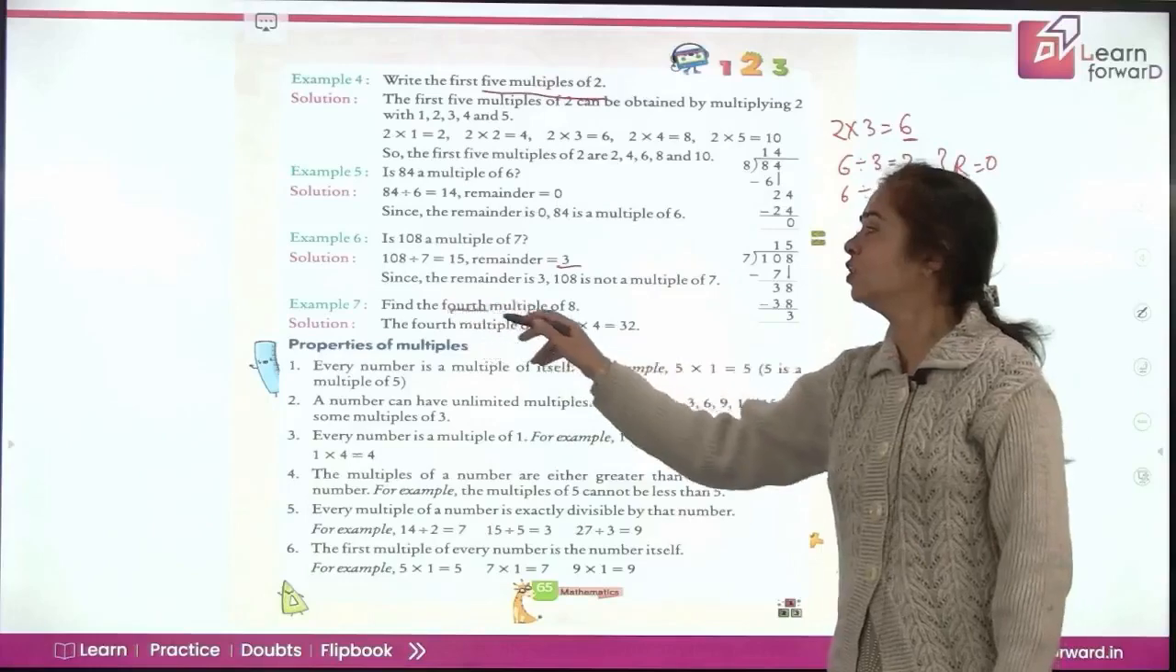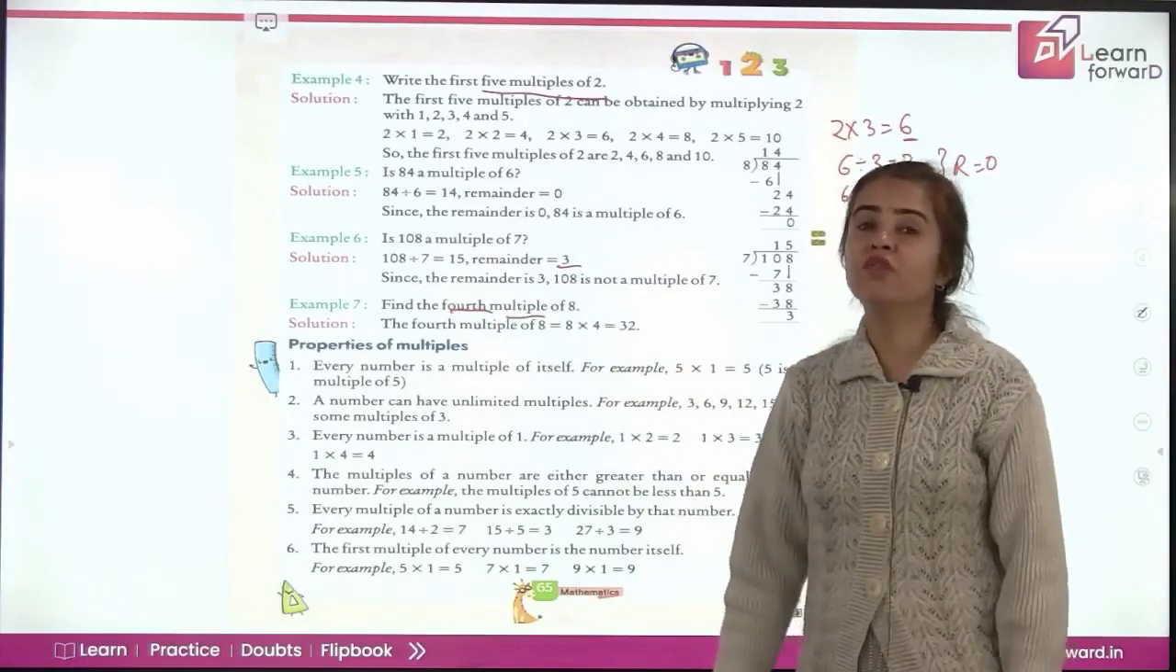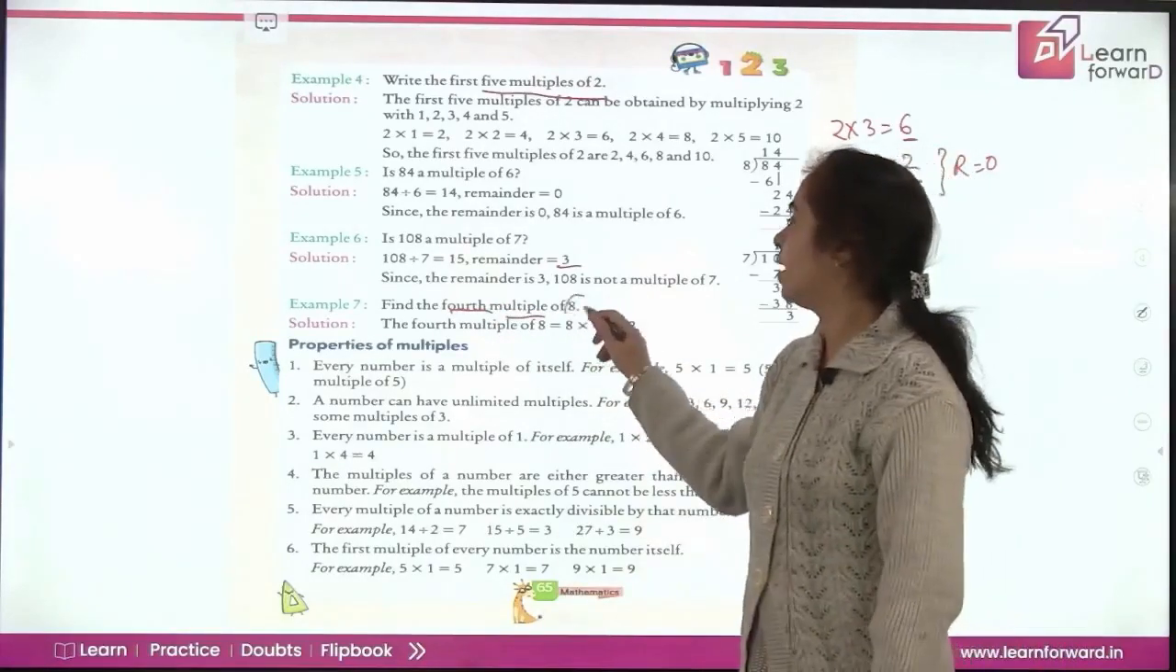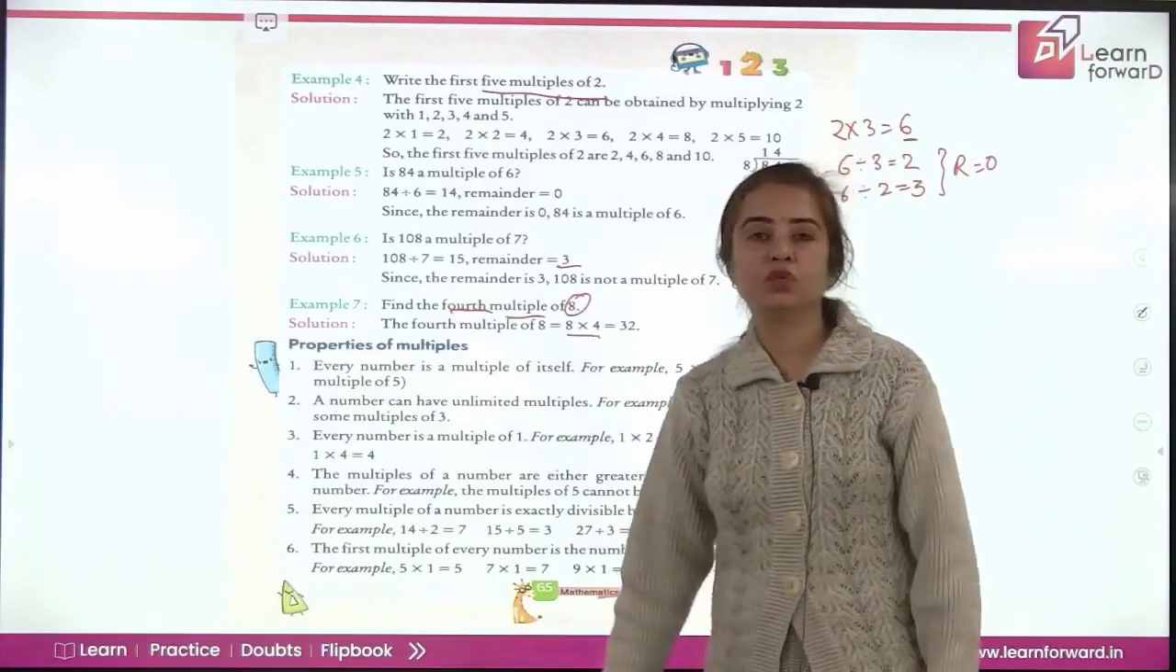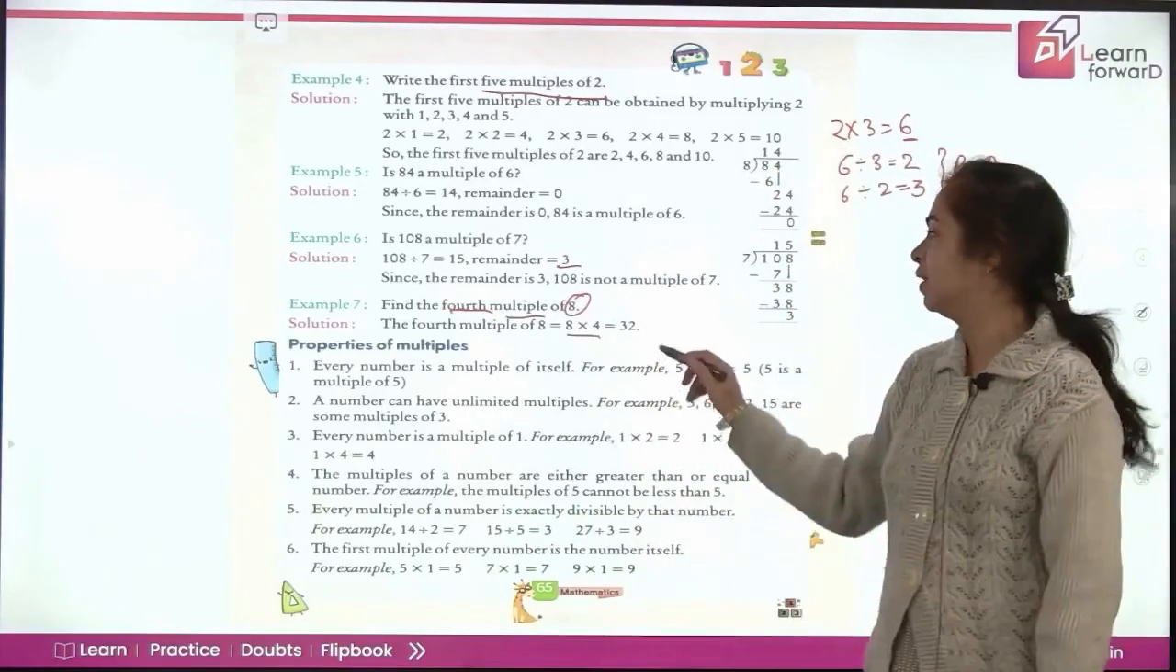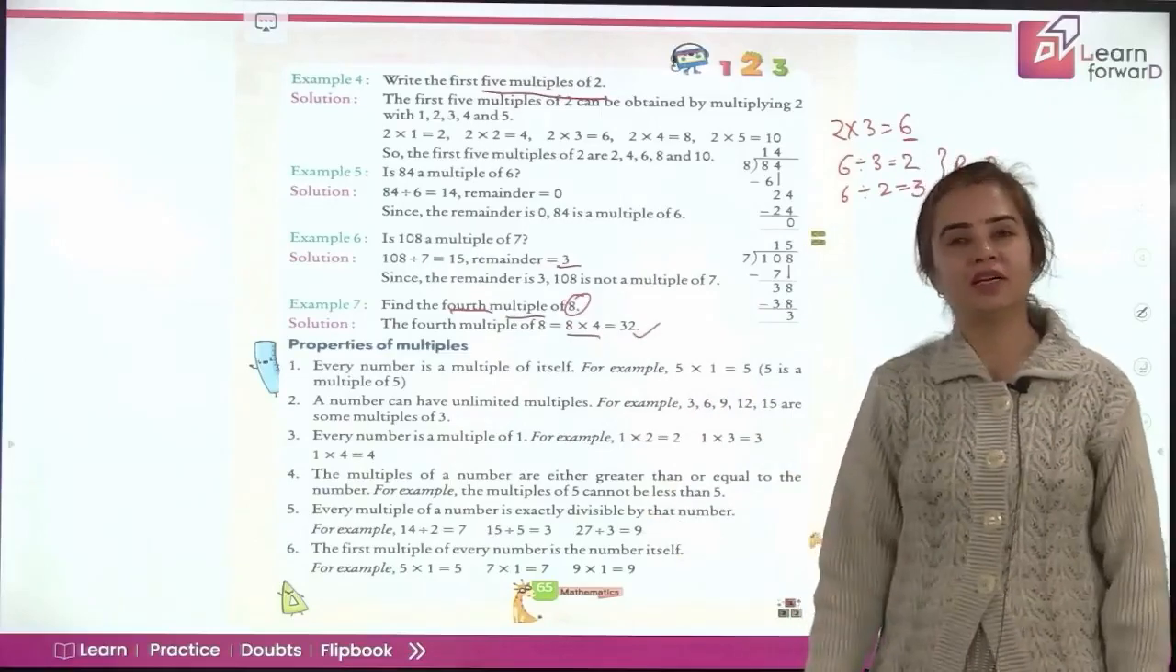Find the 4th multiple of 8. For the 4th multiple, you will multiply 8 by 4. That gives you the 4th multiple of 8, and that is the number 32.